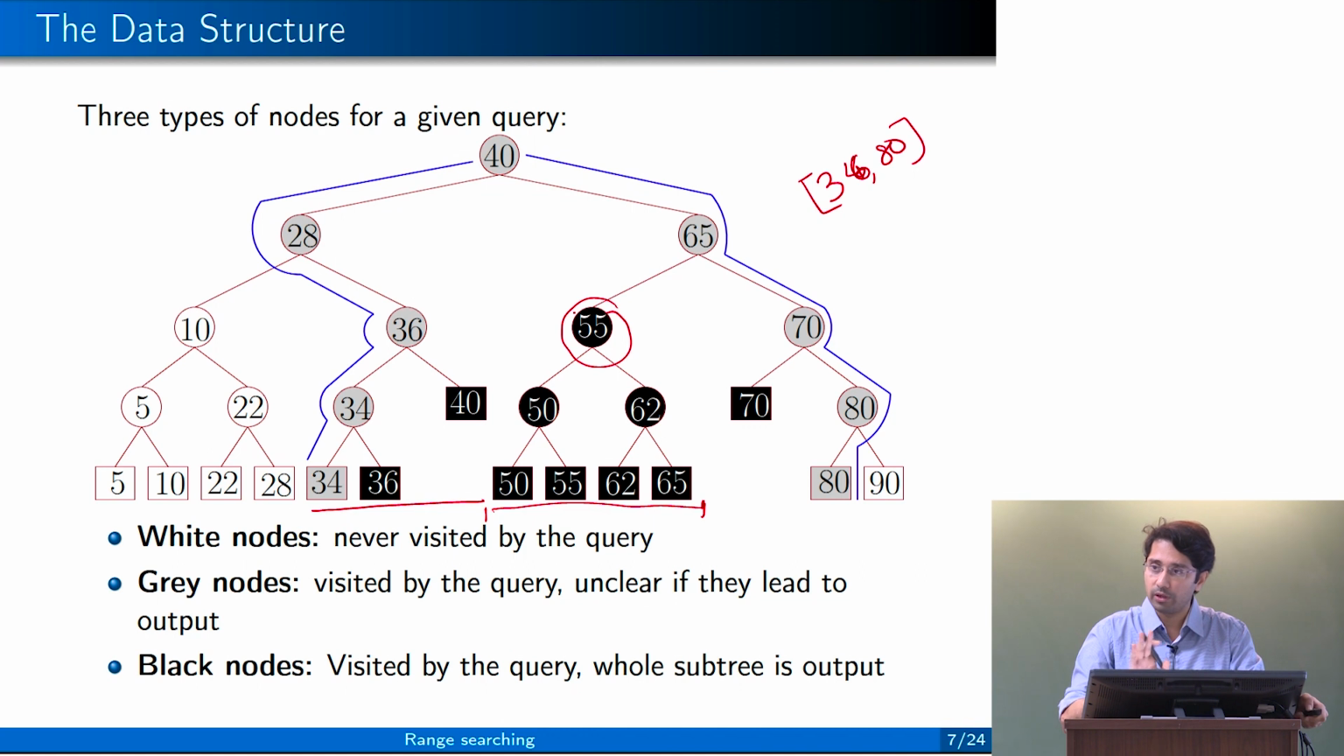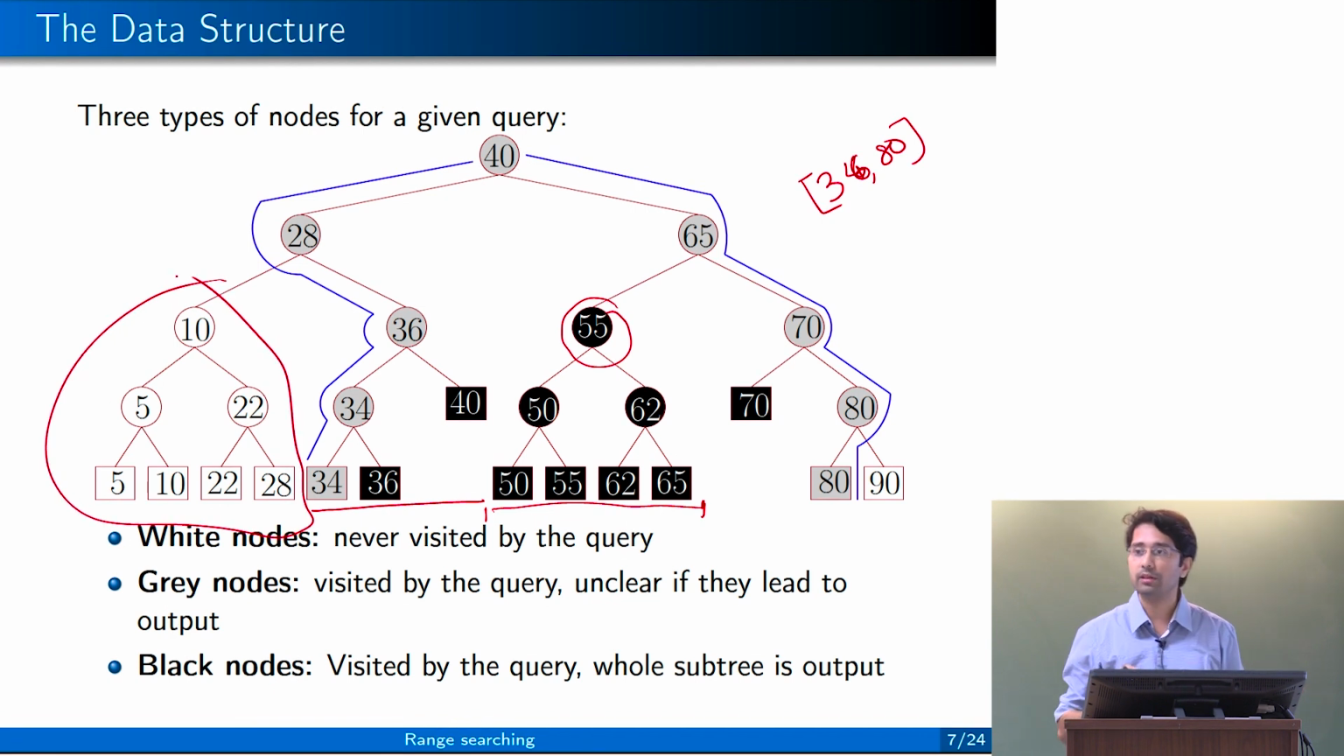Is it clear how we are naming the intervals? White is, I will not even go into that part, for example 10, because when I know that 34 comes this way, 10 is outside the range. I will not visit any of these nodes. So, these nodes remain white. The nodes for which I am not sure, where the whole node will not be reported but partially the subtree rooted at that node will be, I am calling grey, and the black nodes are those which will be completely reported.